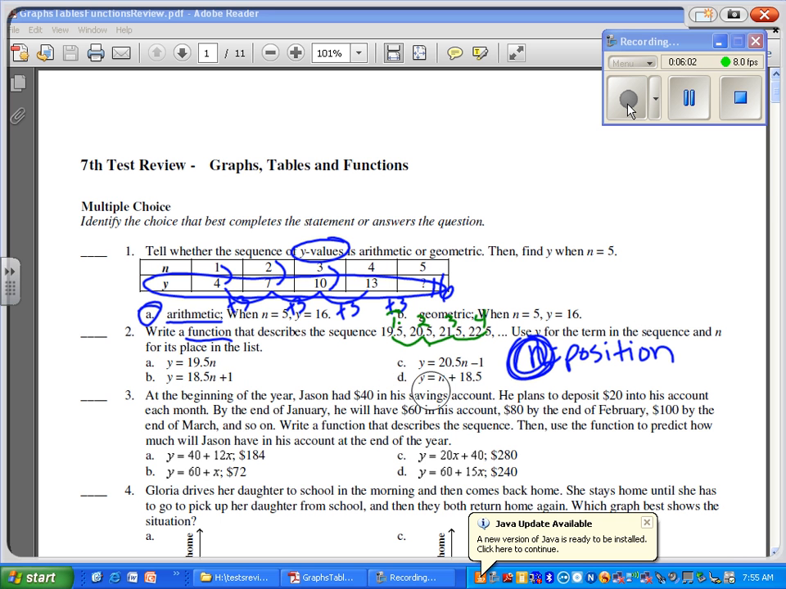So please make sure that you understand when you're finding a sequence, it has to do with a position and then doing something to that position. I'm adding, subtracting, multiplying, or dividing, or something like that. It could be 2 steps, but in this case, this is just a 1-stepper. All right, let's move on to number 3.